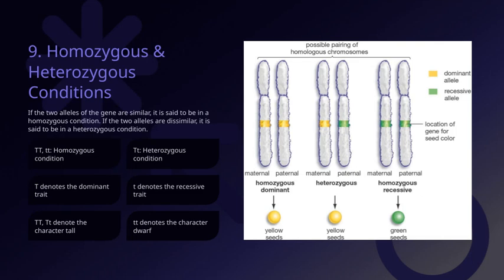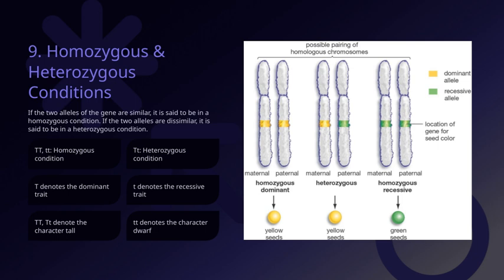Now let's talk about homozygous and heterozygous conditions. When we say an organism is homozygous, it means that both alleles of a gene are similar. For example, if both alleles are dominant, like TT, or both are recessive, like tt, the organism is homozygous. On the other hand, if the two alleles are different, such as Tt, then the organism is heterozygous.